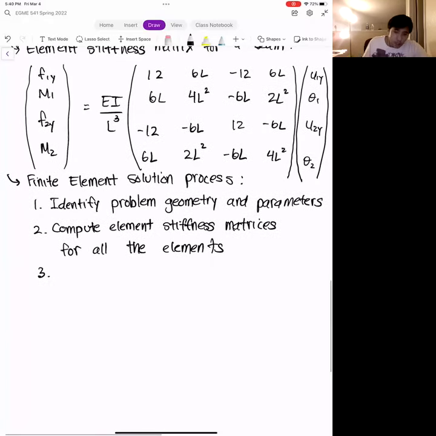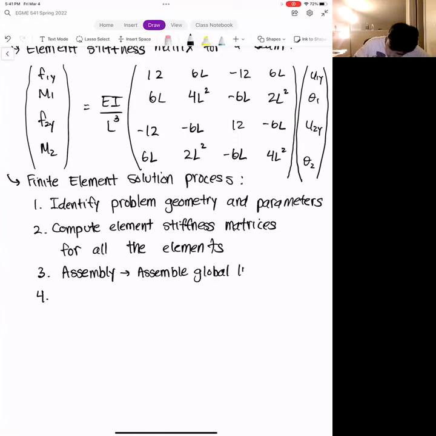Okay. Number three. So number three is assembly. And so assembly, remember what that means, is to take all the element stiffness matrices and put them into a single global linear system. Let me continue this on the next line.